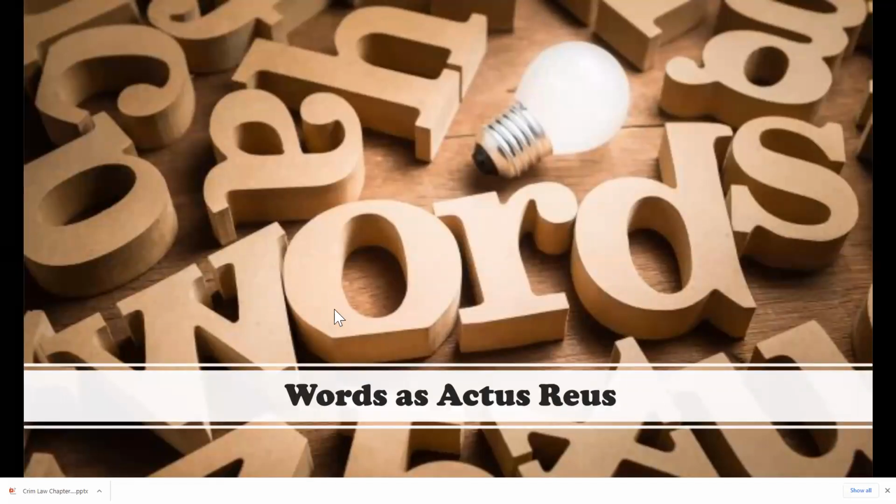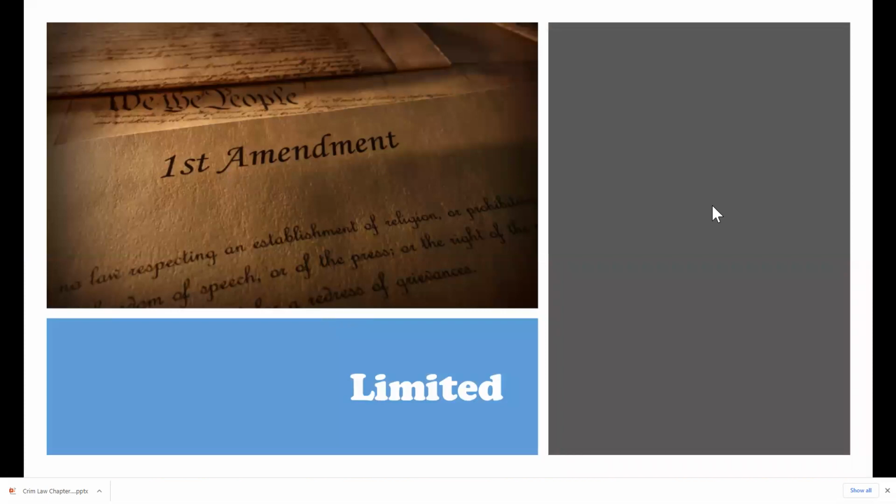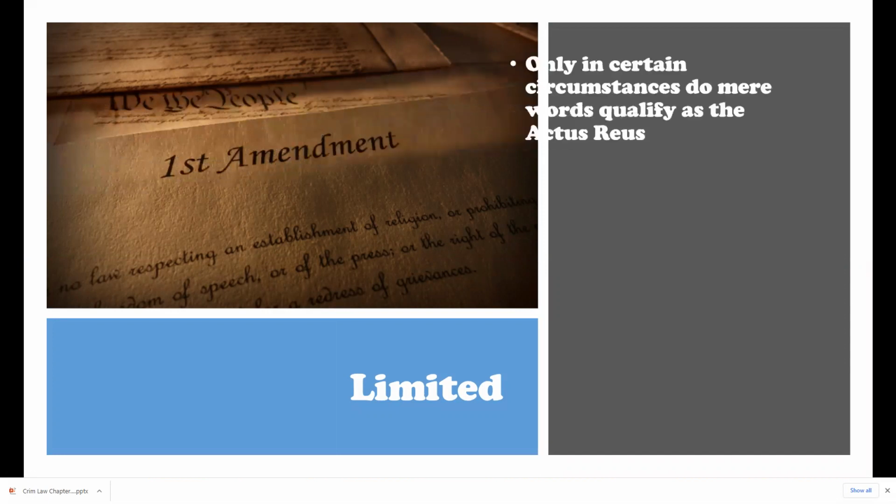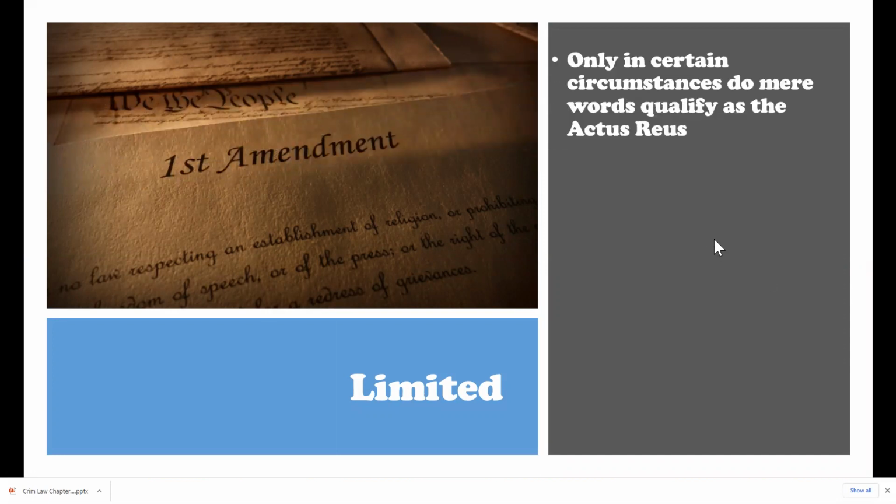Words as actus reus. Words as actus reus can be difficult because it's very limited on what the government can do when restricting us from free speech. And that's because we have the First Amendment. The First Amendment guarantees us the freedom of speech. But as we've learned, that doesn't mean that the government can never stop us from saying certain things. It's just that it's difficult for them to do that because of the First Amendment.